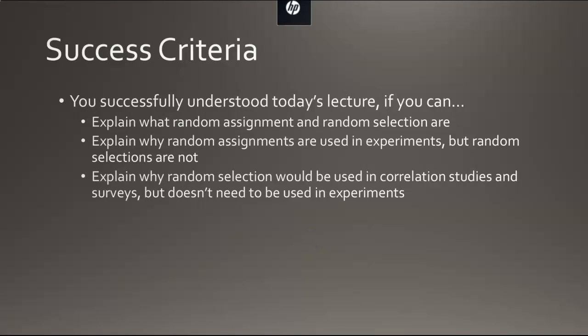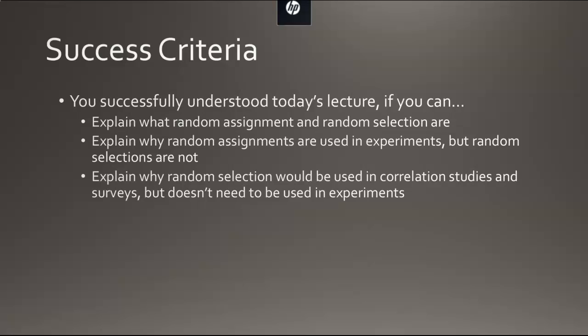So we've reached the end of our lecture. To determine if you successfully understood what you needed to for this lecture, ask yourself if you can do a few things. First, can you explain the difference between random selection and random assignment and where you might find each? Then ask yourself why random assignment is used in experiments and why random selection is used for correlation studies and surveys. If you can answer those questions, then you've successfully completed this lecture.